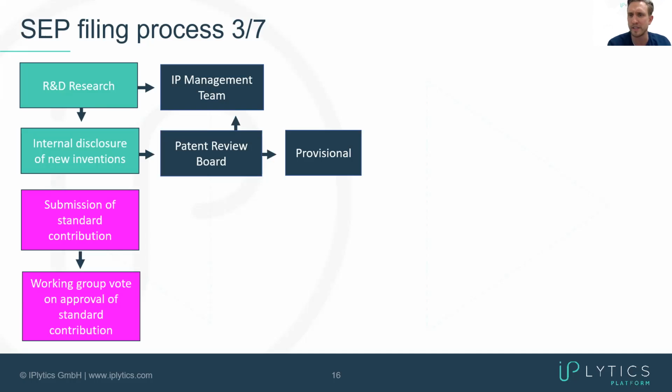There's a whole voting procedure within the standards bodies, where the members vote on those inventions that become part of the standard and those that don't. And that process then starts in parallel.